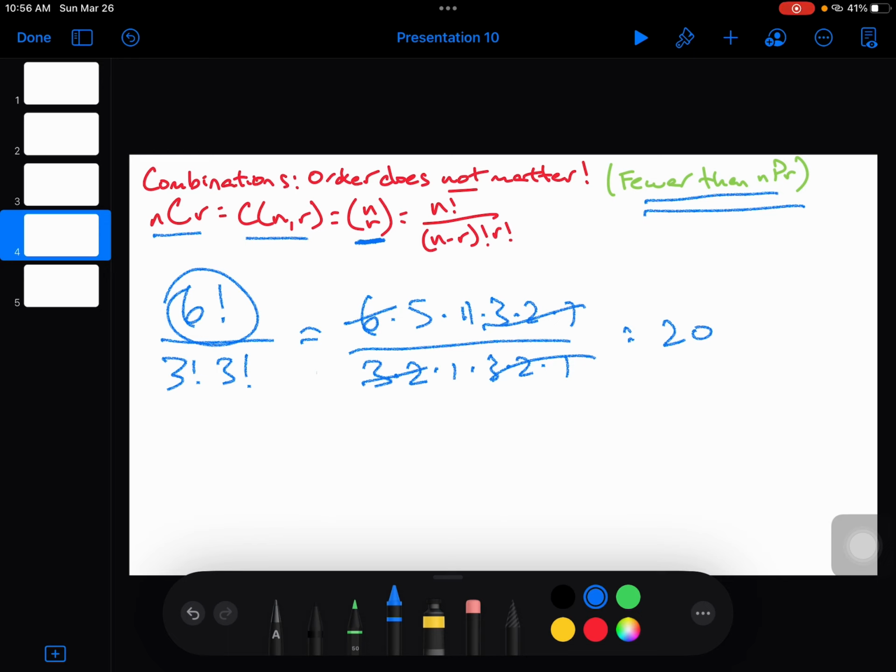So you can go there 20 days in a row. You have 20 different pizzas in a row, and you're not going to have the same toppings on any pizza.